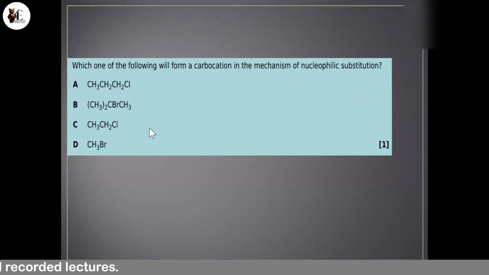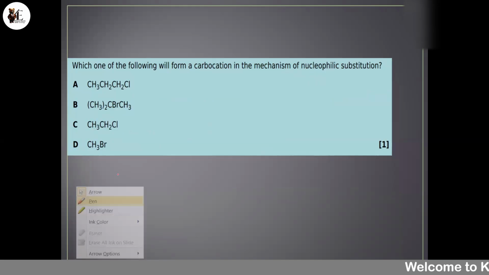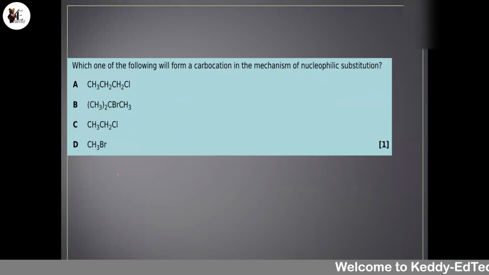To solve this question, which one of the following will form a carbocation in the mechanism of nucleophilic substitution? B.